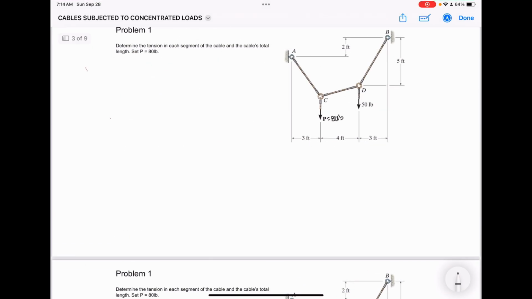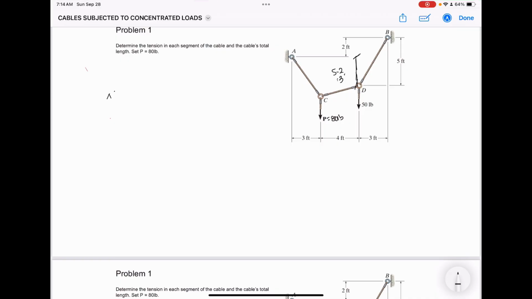Determine the tension in each segment of a cable and the cable's total length. Set P equals 80 pounds. So first, we can determine muna based on the figure, the other dimensions that may be useful. So here, the vertical distance between A and B would be 5 minus 2 equals 3 feet. So draw na tayo na FBD natin.